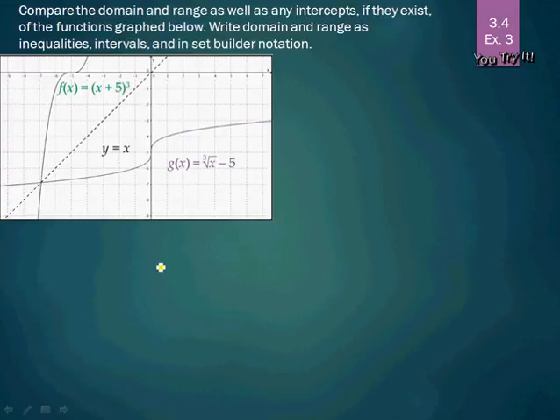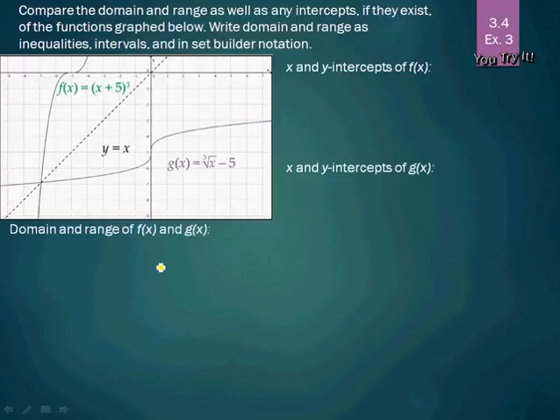Compare the domain and range as well as any intercepts, if they exist, as the functions graph below. Write domain and range as inequalities, intervals, and in set builder notation. All right, so let's go ahead and start with domain and range of f of x and g of x.